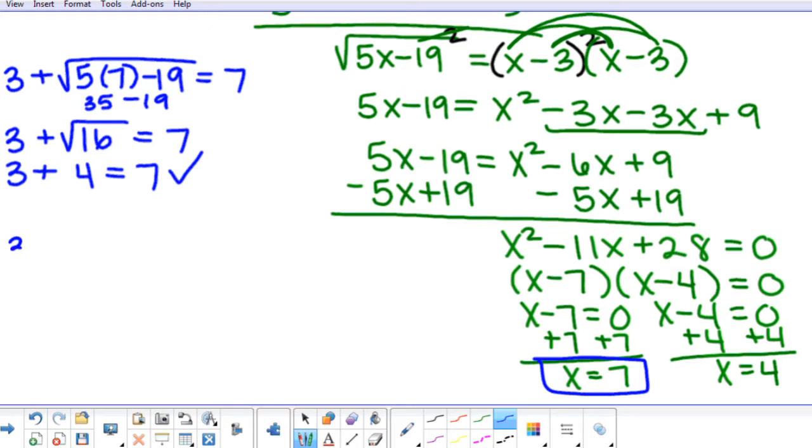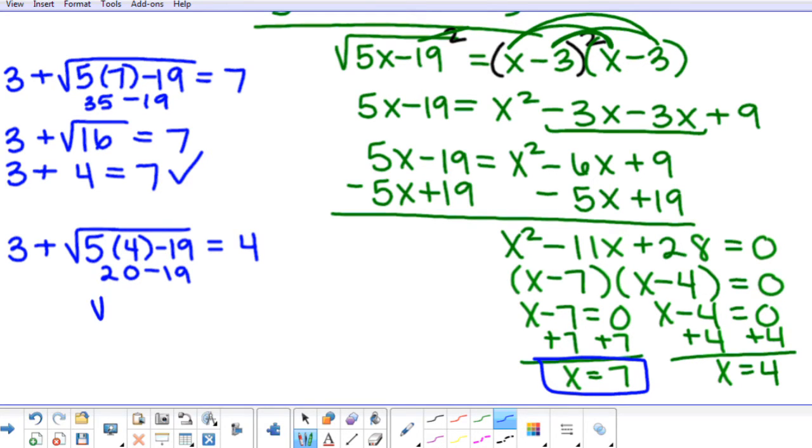Now I need to do the same process with 4. So I'm going to take 3 plus the square root of 5 times 4, subtract 19, equal to 4. 5 times 4 is a 20. 20 subtract 19 will give me the square root of 1. The square root of 1 is 1, and 3 plus 1 is 4. So both of my solutions checked.